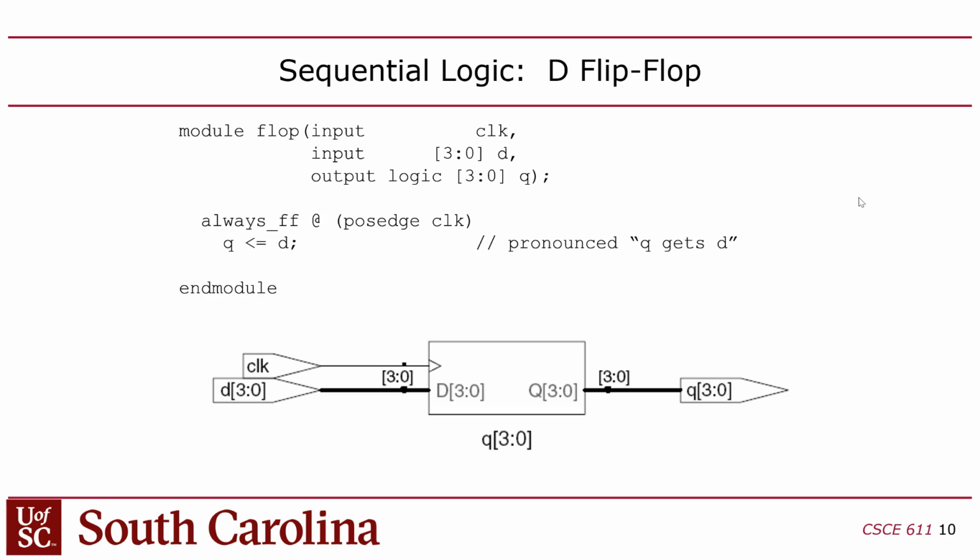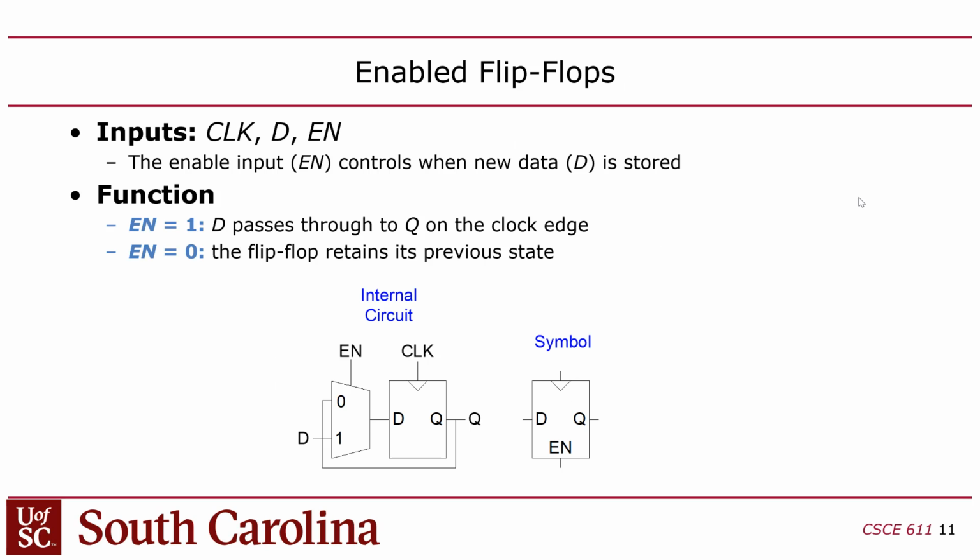Okay, so we talked already about how to design D flip-flops in Verilog. You can use always at posedge clock or always_ff at posedge clock. And then we talked about enabled flip-flops. Some of you, I noticed, were a little confused by this, because this is what you used for the GPIO out, right? The GPIO out in Lab 3 was an enabled flip-flop.